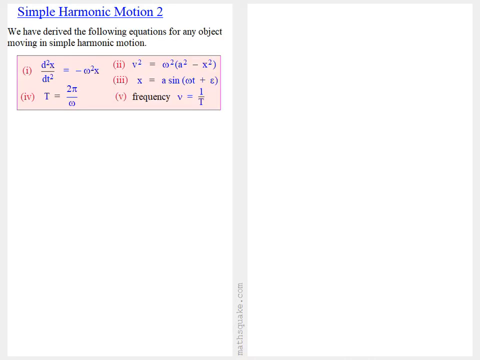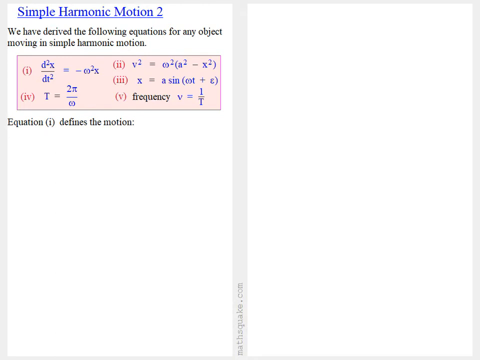So far we've derived the following equations for any object moving in simple harmonic motion. We've had d²x/dt² equals minus omega squared x. That's the equation from which all the other results are derived. We've had v squared equals omega squared into a squared minus x squared. We've had x equals a sine(omega t plus epsilon), where T, the time period, is 2 pi over omega, and we know the frequency nu is equal to 1 over T.